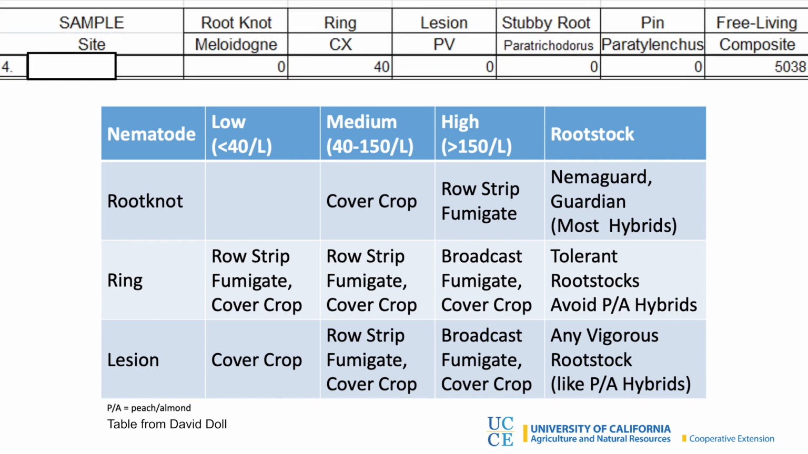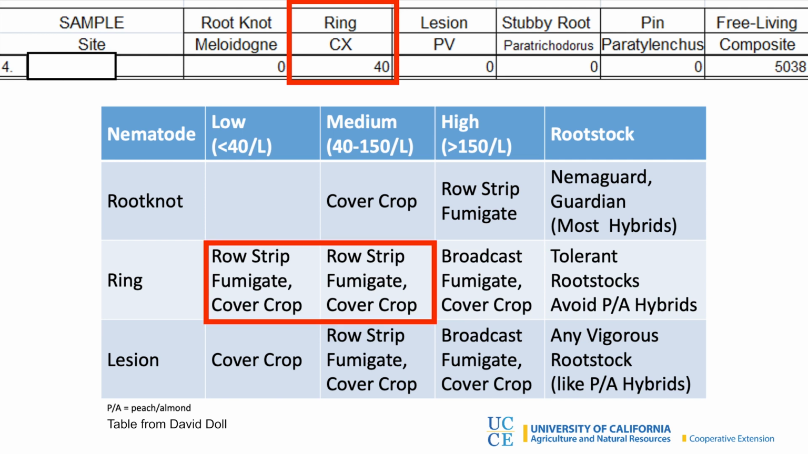So in this instance, there's only, quote unquote, only 40 ring nematode, and any level of ring, at least according to David, necessitated some level of fumigation, but at a minimum row strip fumigation, if you can do it, as well as picking a tolerant rootstock. So for ring, you typically want to avoid the more vigorous ones like peach almond hybrids. The P/A counts for peach almond.